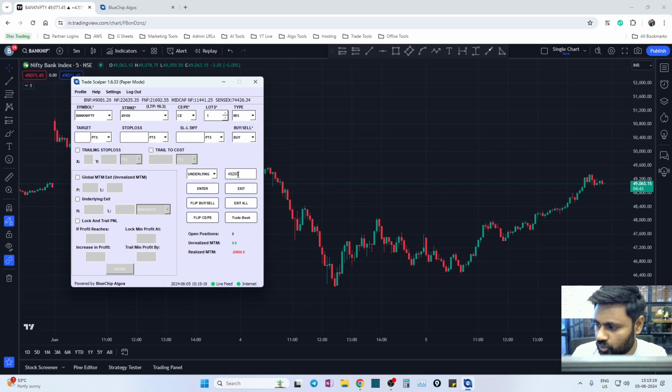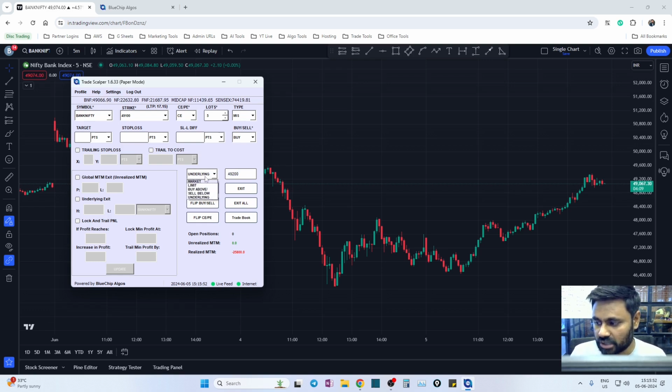I'll give 49,200 here. Only once the underlying reaches this price, the order will be taken as per my preset parameters. You can see at the top of the main window. Let's say I have put 5 lots. Only once the underlying reaches 49,200, 5 lots of call option will be bought, in the strike 49,100. So based on underlying also you can enter. This will be especially useful for people who do trading based on technical analysis.